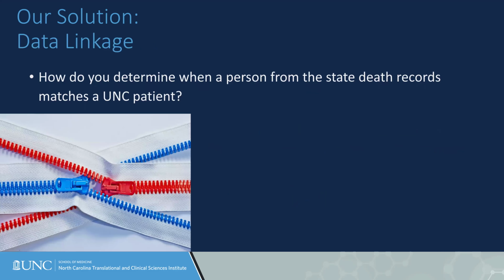But the next challenge is, how do you determine when a person from the state death records is the same person as a UNC patient? And if you've never worked with data linkage, this could seem like almost a silly problem. But let's take a look at it in a little more detail. Let's take a look at name, for example. Couldn't we just match up the names of everybody in the state death records with the names of everyone in our EHR? Well, it's important to keep in mind that names can change.